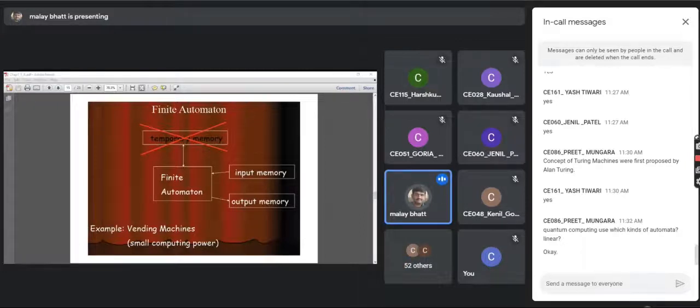So basically in your syllabus, there are three chapters, chapters 3, 4 and 5. Basically, they are related to finite automata in the book, which is Johann C. Martin. The book is Johann C. Martin.